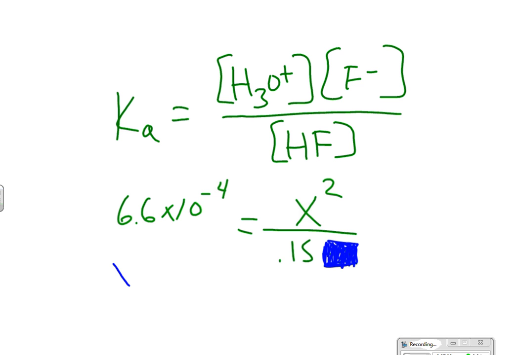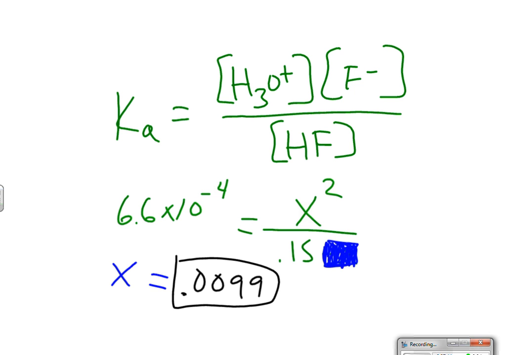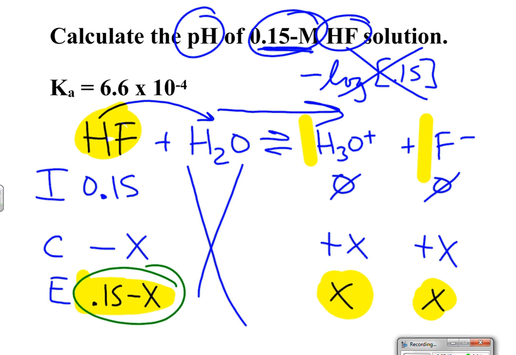When you solve for x and punch it in your calculator, you end up with 0.0099. That's x. If I come back and look over at my ICE table, the thing that I need to find pH is H3O plus. So now I have my value of H3O plus because I just solved for it on my ICE table. So that's how I'm going to find pH.